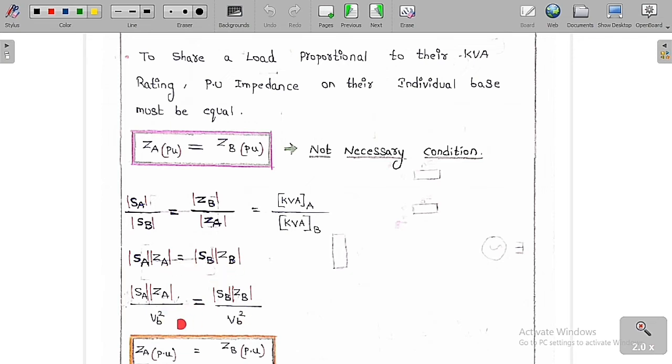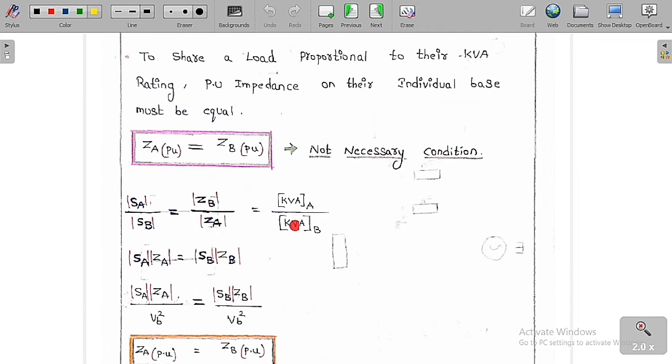Then divide by V base square on both sides. I have already told you the base voltage is the same for both because of equal voltage ratings. So we get ZA per unit is equal to ZB per unit. This is called ZA per unit and this is called ZB per unit. Therefore, if you want to share a load proportional to the kVA ratings, the per unit impedance on the individual base must always be equal.